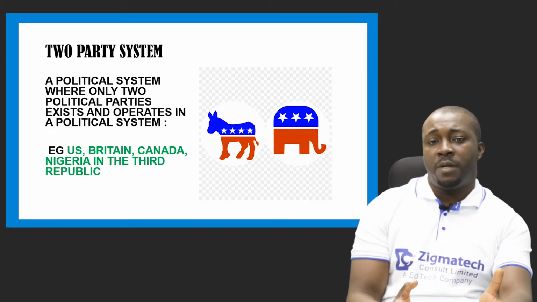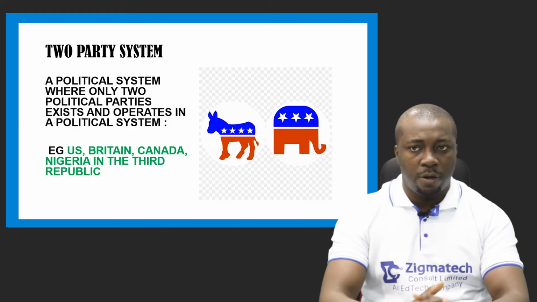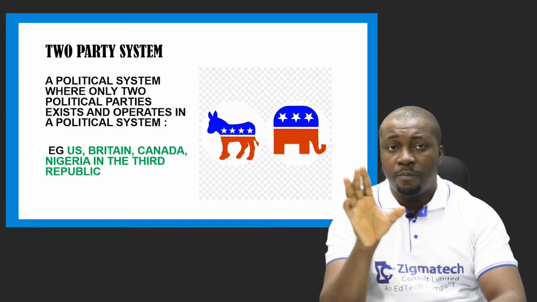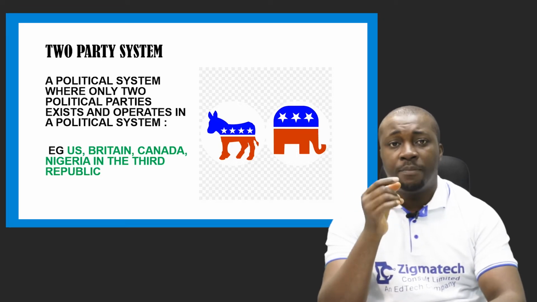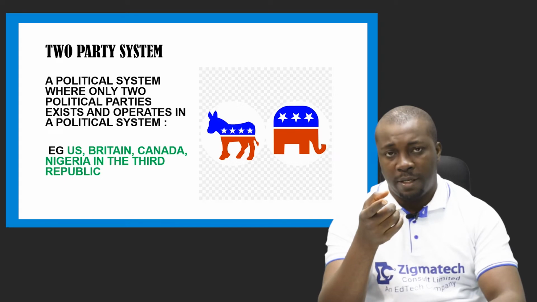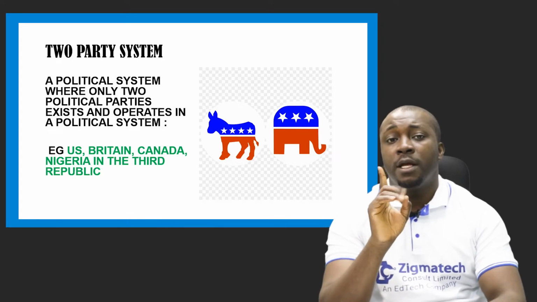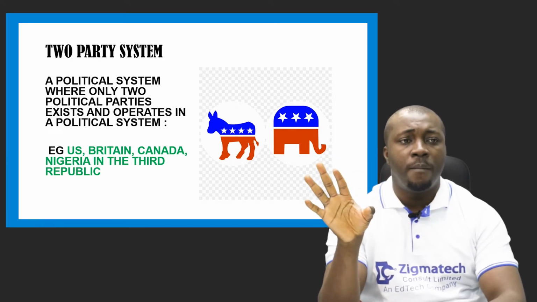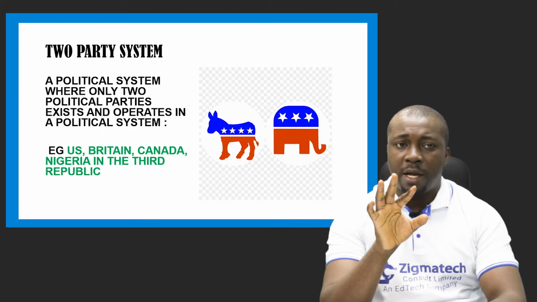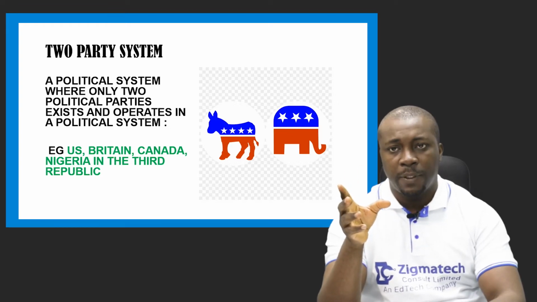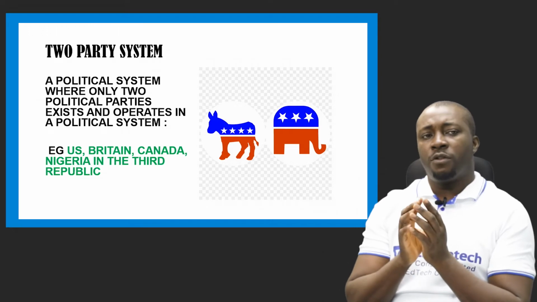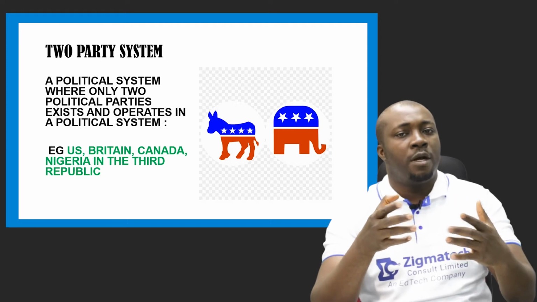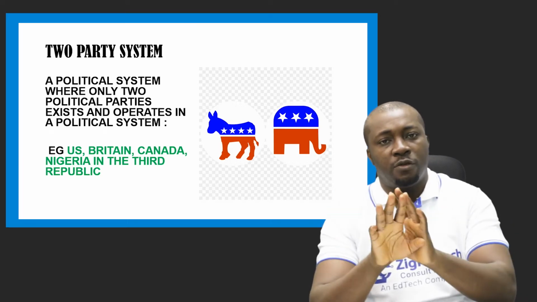Now, a de jure two-party is where the law provides for just two political parties, recognizes only two political parties to operate. Example, Nigeria in the Third Republic recognized only, during the period of 1989, two political parties, the SDP and National Republican Convention. We also have de facto two-party system where the constitution or law permits more than two political parties to operate.